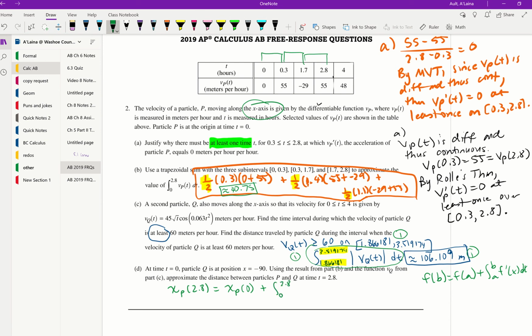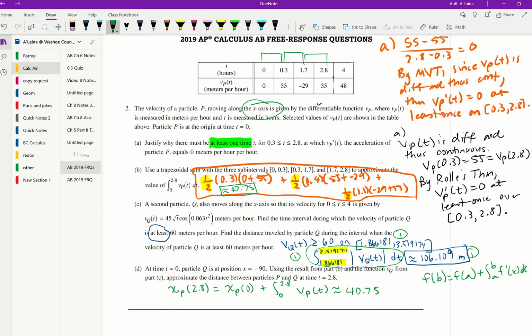of the velocity of function P, which we call V sub P of T. All right, so then that will help me figure out where the position of particle P is at. I could then put that in the calculator. I'll get around 40.75.